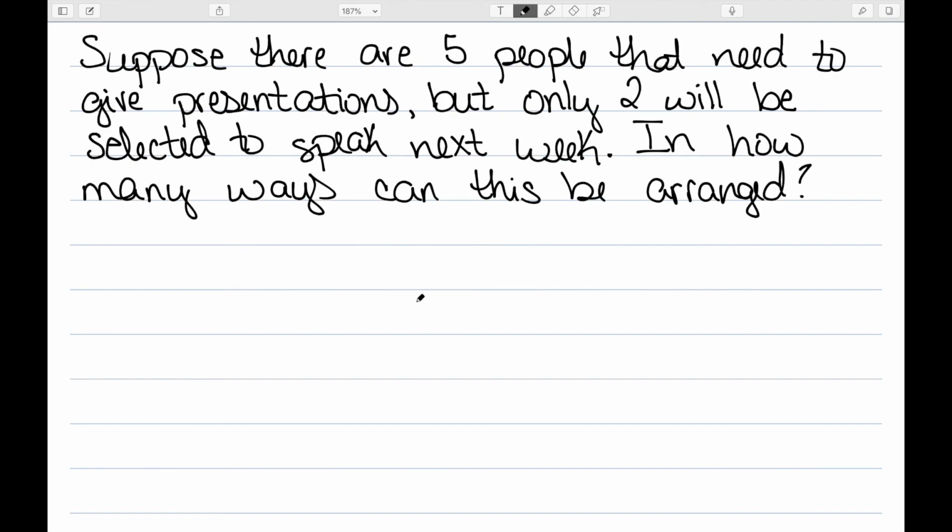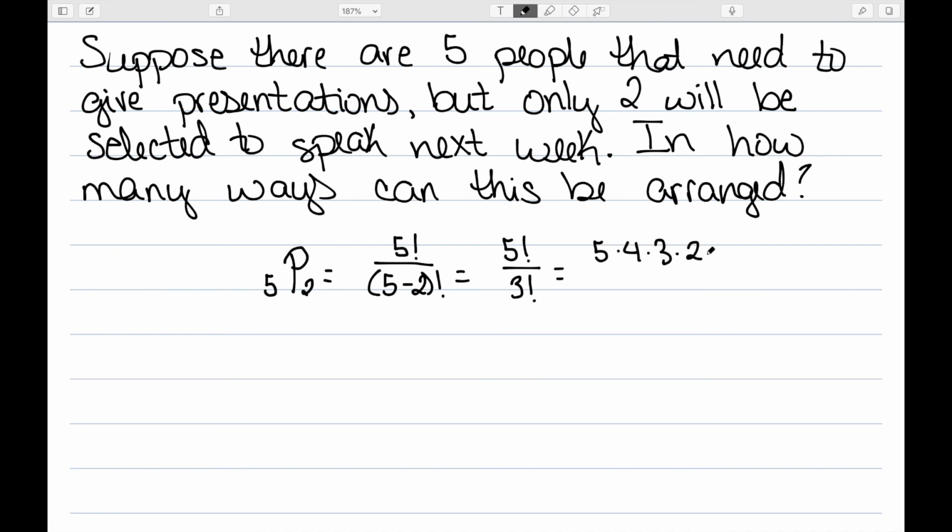Let's suppose there are 5 people that need to give presentations, but only 2 will be selected to speak next week. In how many ways can this be arranged? So this time we have 5 people, but we only need to pick 2 of them. So we're going to have 5P2. That would be 5 factorial over 5 minus 2 factorial. In other words, 5 factorial over 3 factorial. If I write this out, we have 5, 4, 3, 2, 1 over 3, 2, 1. And we can cancel appropriately in this fraction. We end up with 5 times 4, or 20.